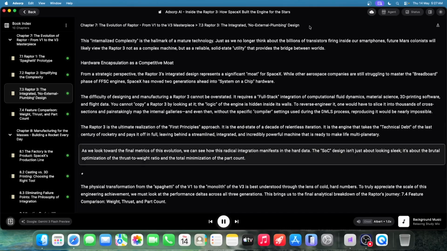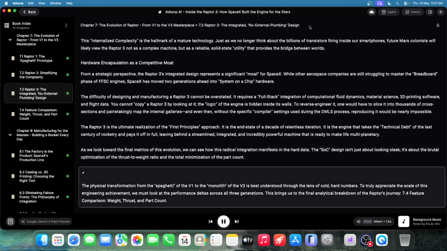And as we look toward the final metrics of this evolution, we can see how this radical integration manifests in the hard data. The system-on-a-chip design isn't just about looking sleek. It's about the brutal optimization of the thrust-to-weight ratio and the total minimization of the part count. And the physical transformation from the spaghetti of the V1 to the monolith of the V3 is best understood through the lens of cold, hard numbers.